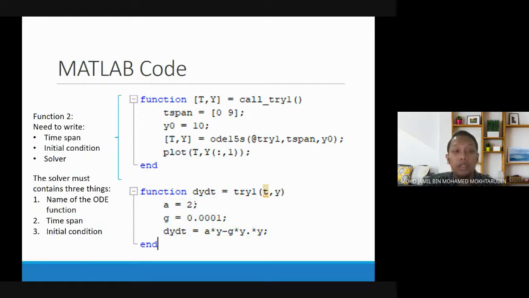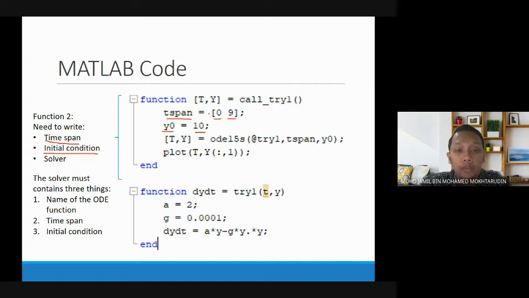Okay, next you need to write the second function. You need to write the second function on top of the first function. In the second function, you need to have the time span and also the initial condition. So you need to write these two things first. From the question, the question asks you to solve the model from time 0 until time 9 seconds. So you just write from 0 until 9, in square brackets. And then the initial condition, maybe you name it y naught equals 10. So the value of y at time 0 equals 10.